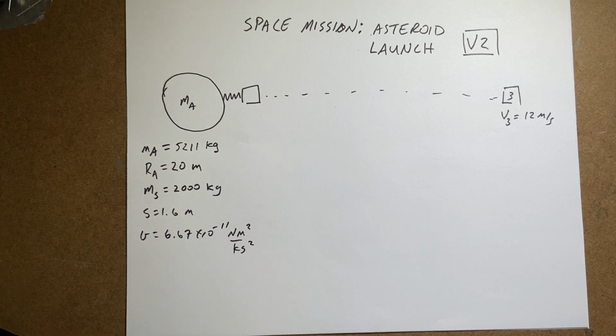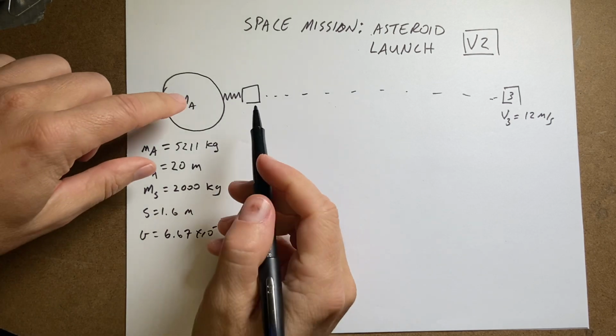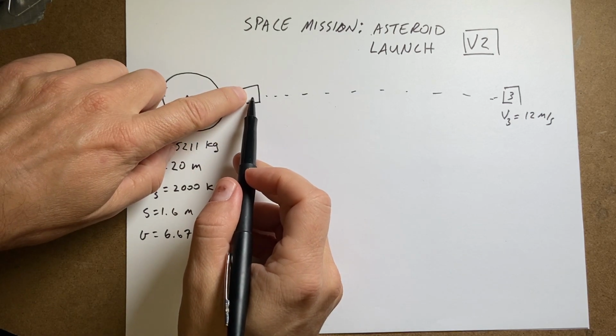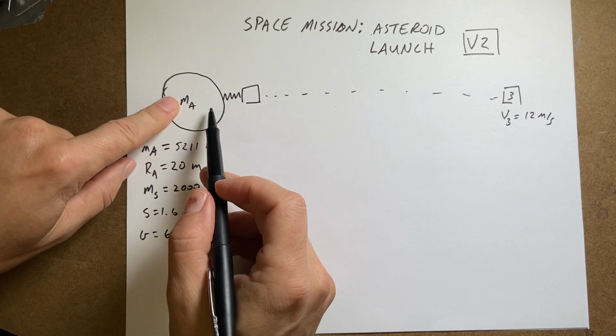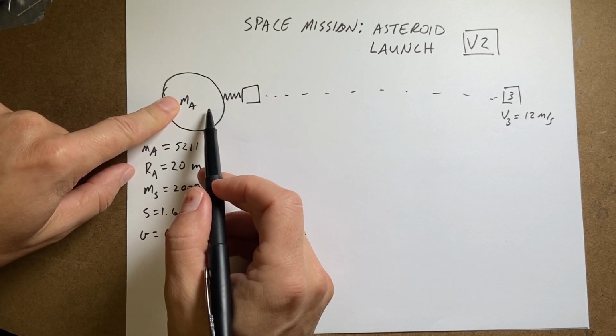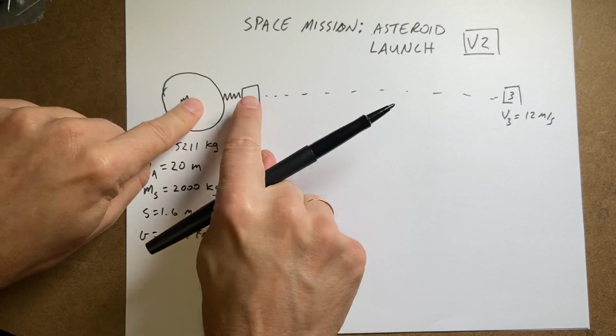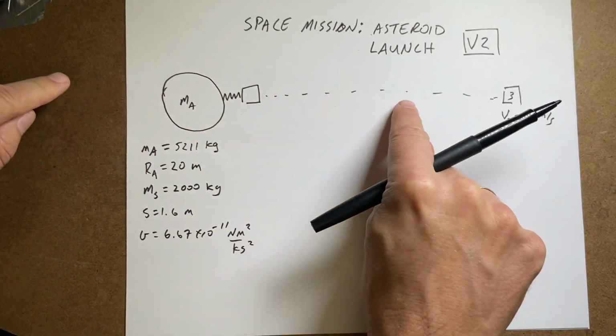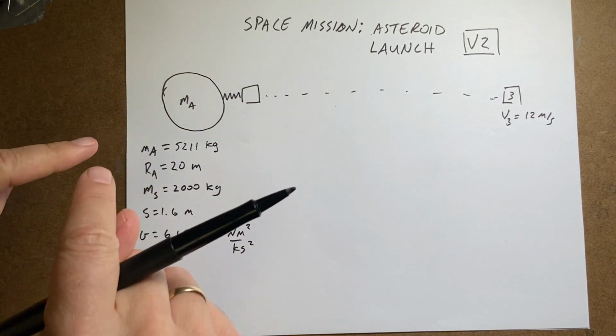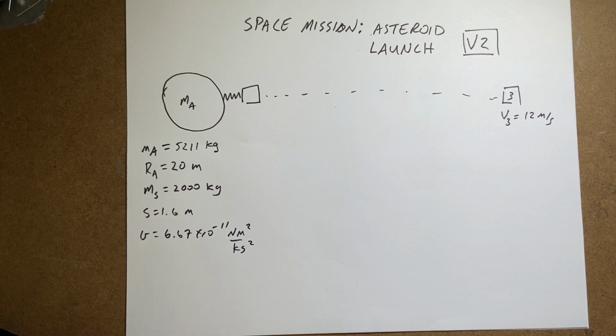The problem is that if I have the spring pushing on the spacecraft to launch it, the spring's also going to push on the asteroid. And so it's going to get launched. So instead of this, it's going to do this, right? So I have to take into account the motion of the asteroid.